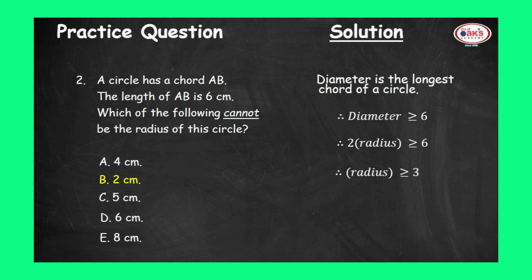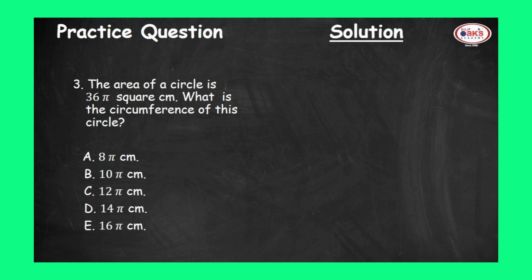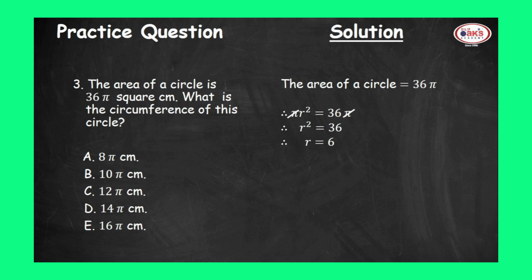Okay, let us go to the next question, where it is given that the area of a circle is 36 pi square centimeters. Then what is the circumference of this circle? Now we know that the area of a circle is given by the simple formula pi r square, which is known here to be 36 pi. Cancelling pi from both sides, we get r square is equal to 36, and therefore r is equal to 6.